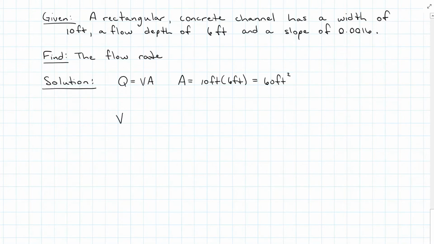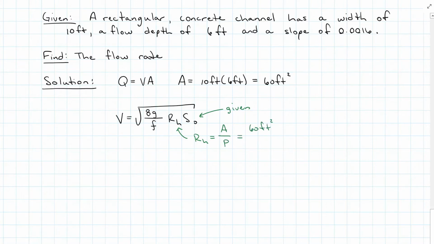And then velocity we can solve with our equation: the square root of 8g divided by f, times hydraulic radius, times the slope. Slope we were given. Hydraulic radius is going to equal the area divided by the wetted perimeter. So that's 60 feet squared divided by 2 times 6 feet plus 10 feet. And that gives us a hydraulic radius of 2.73 feet.